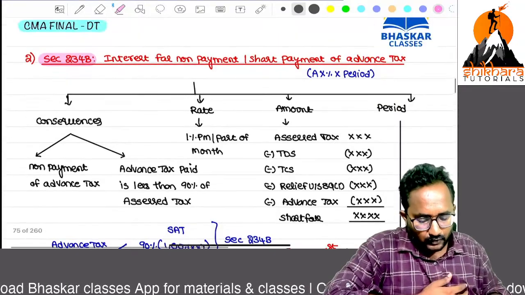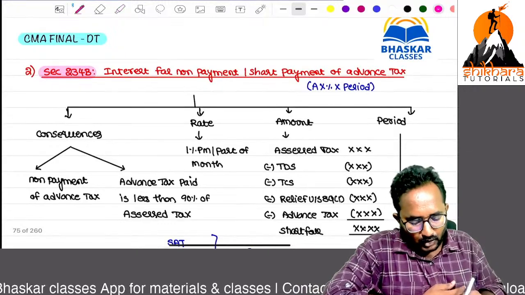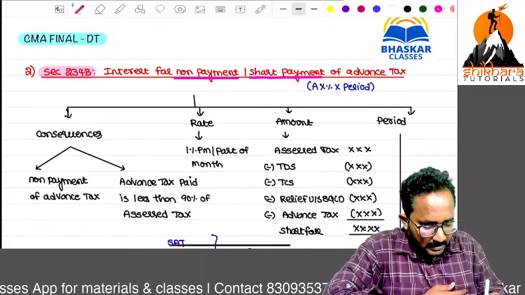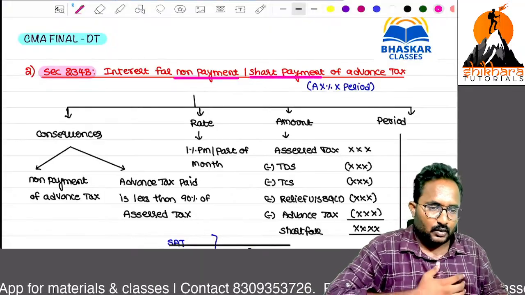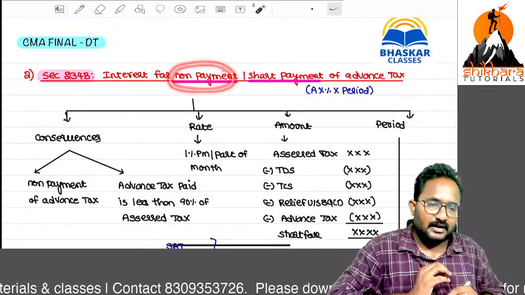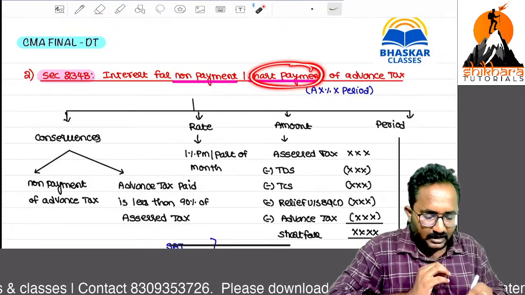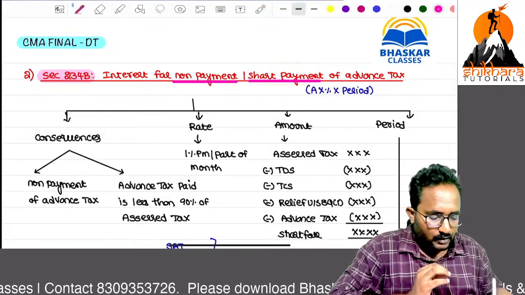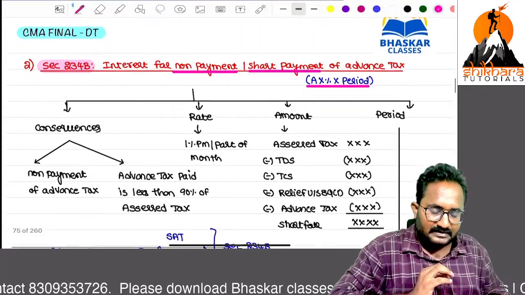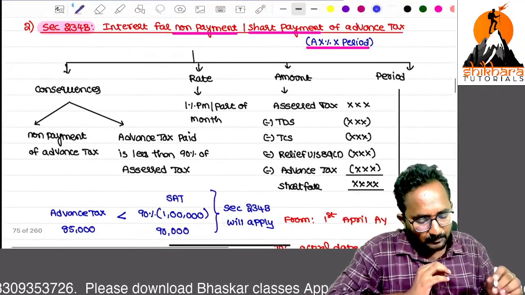Now, 234B interest. If you have not paid advance tax at all, or you paid but it is a short payment, then during the previous year, whether you did not pay or short paid the advance tax, we are required to calculate the interest. These same three variables you have to take: the amount, rate of interest and period.